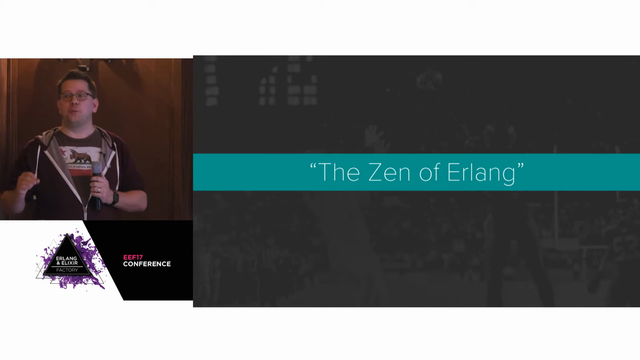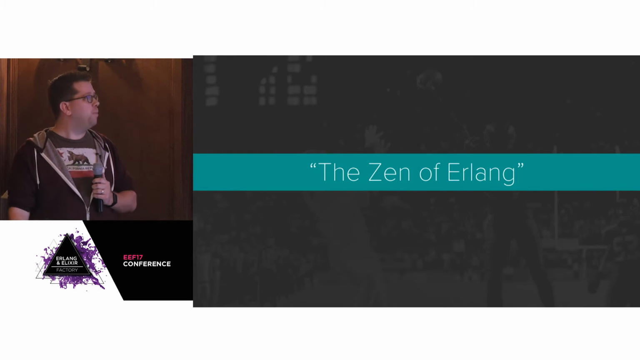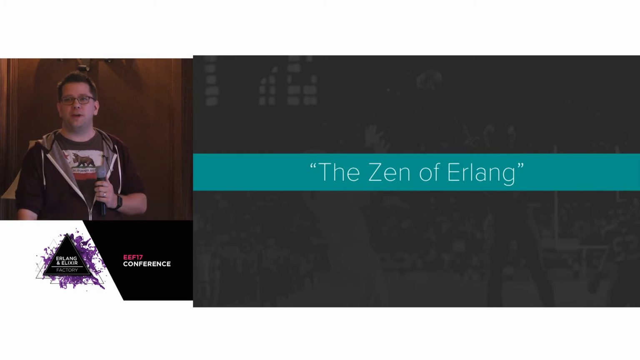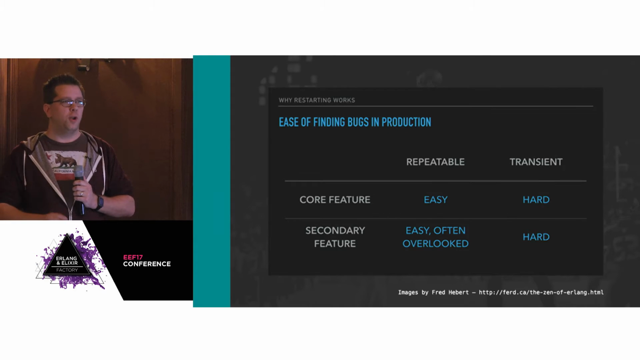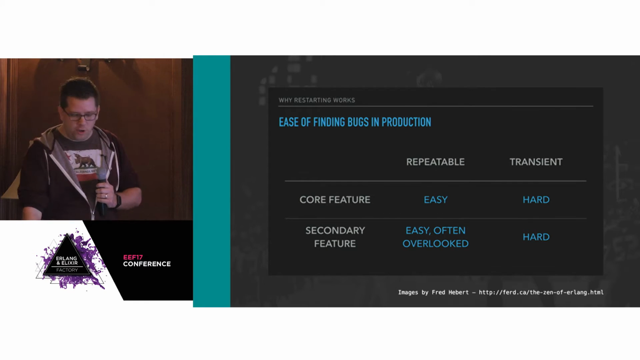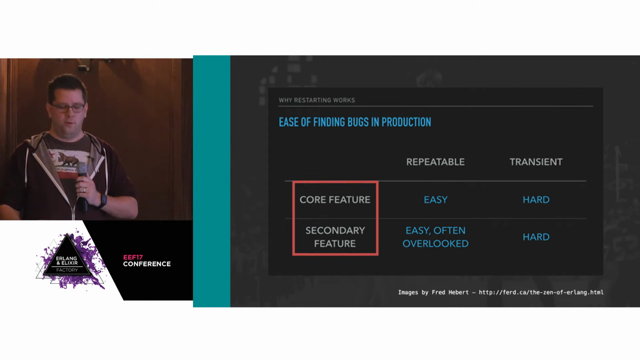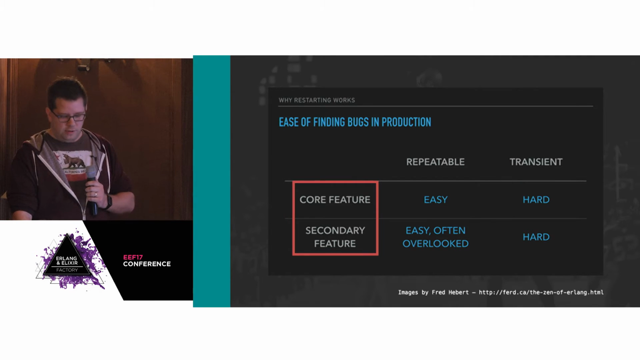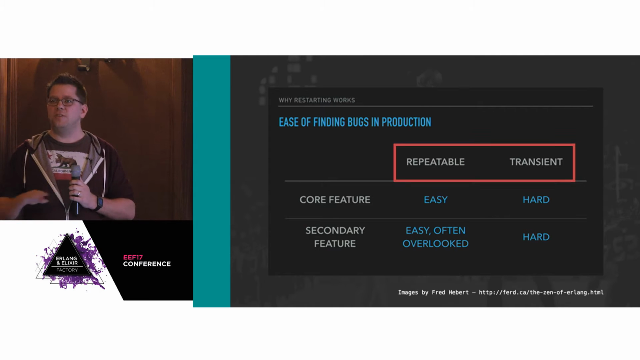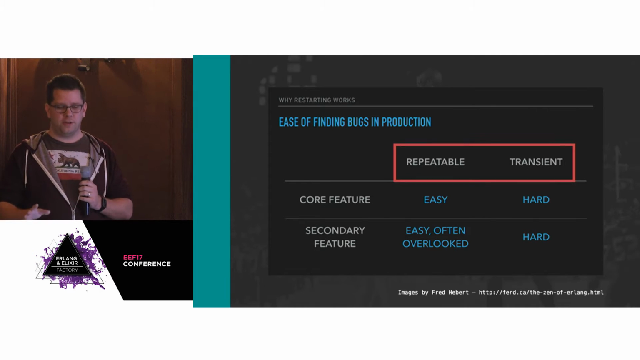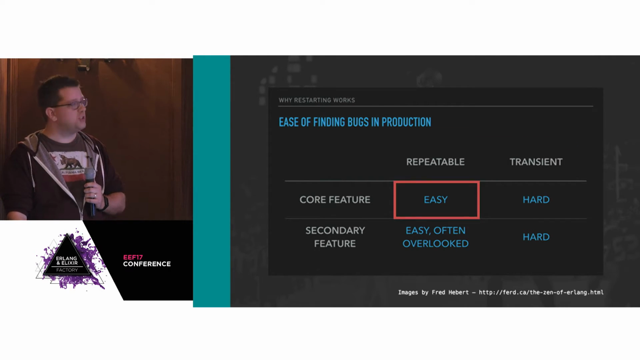So if it doesn't fix that, what is it doing? This is a part that took me a long time to figure out. But there's this really great article by Fred Hebert called The Zen of Erlang, and he goes over this. He identifies bugs as being of one of 4 types. So you've got your core features in your app and your secondary features. And then of those, you have the ones that are easily repeatable and the ones that are transient.